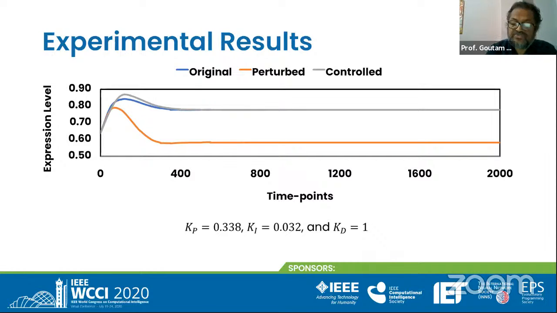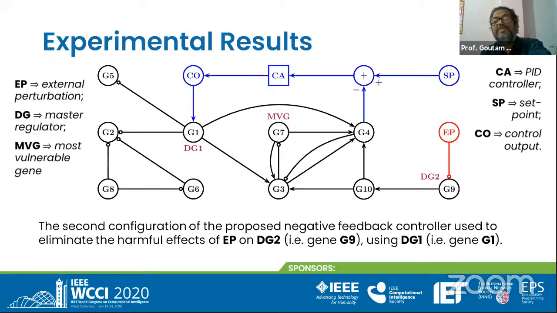I restored back G4. So it is possible. Wherever the perturbation comes, I will be using my PID controller to perturb another master regulator to counter the damage caused by the external perturbation, which is causing the genetic disease. So this can be a new type of medicine.